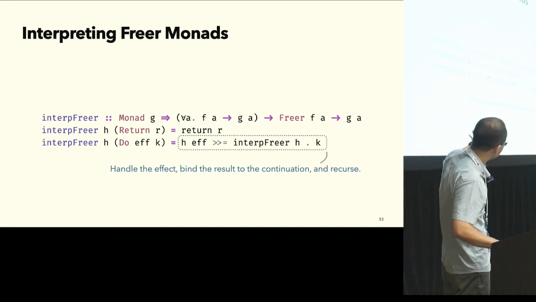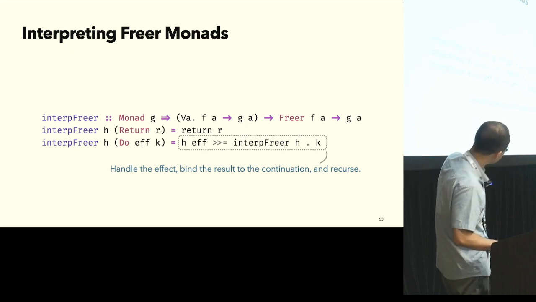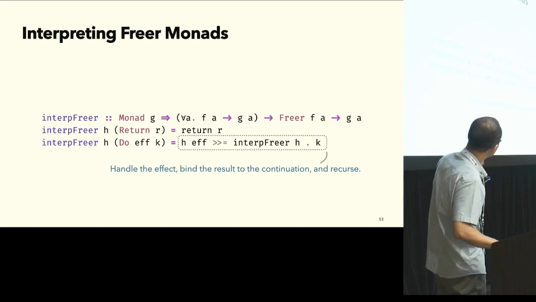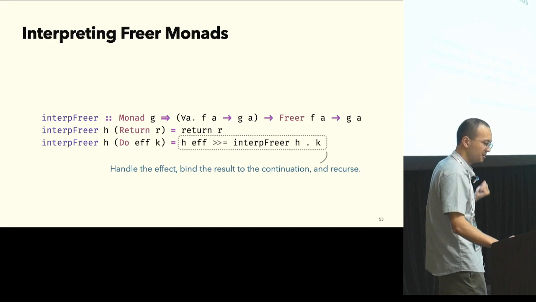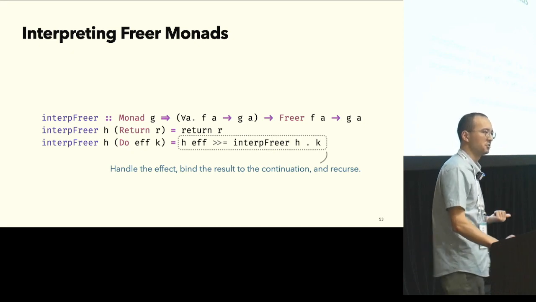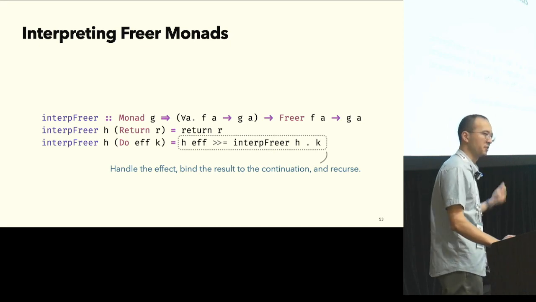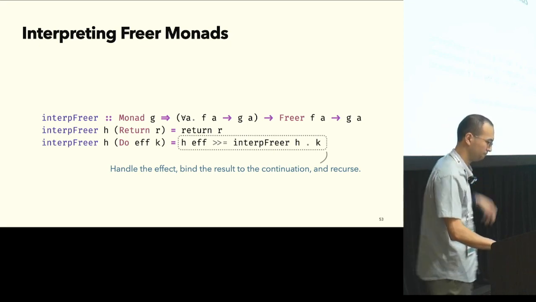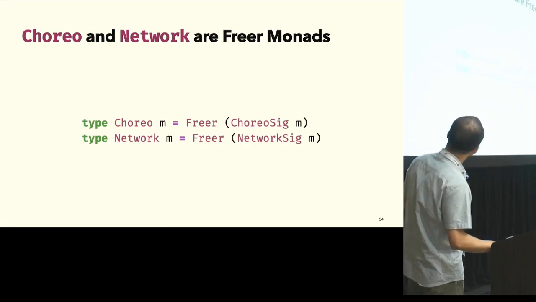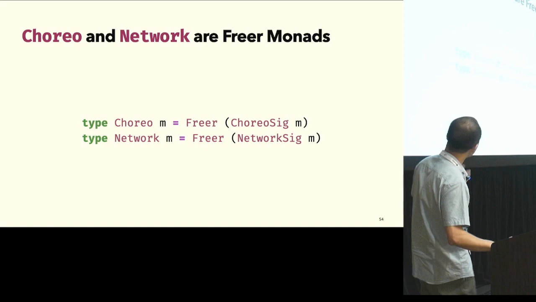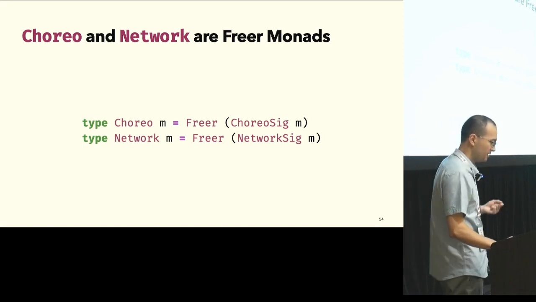For the return case, it's pretty simple. We just return the same computation in G. For the do case, we call the effect handler on the effect and then bind the result to the continuation to get the follow-up computation and recursively call interpretFreer on the follow-up computation. And the Choreo and the Network monads are defined as instances of the Freer monads.